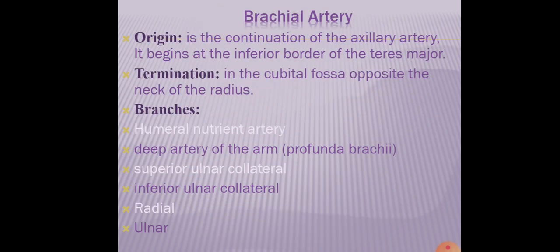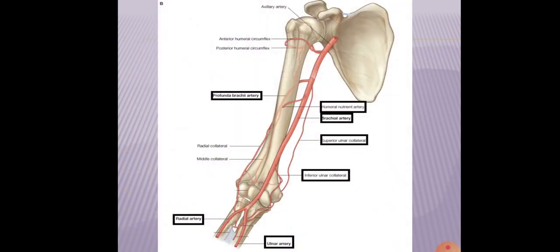The blood supply. As you know, we have the subclavian artery. The subclavian artery originates from the heart, on the right side from the brachiocephalic trunk, and on the left side directly from the arch of the aorta. The subclavian artery at the outer border of the first rib changes its name to axillary artery, and the axillary artery at the lower border of teres major changes its name to brachial artery.